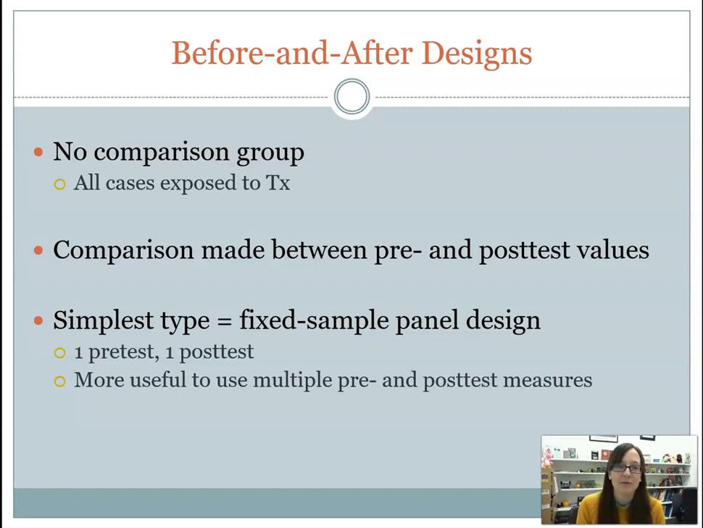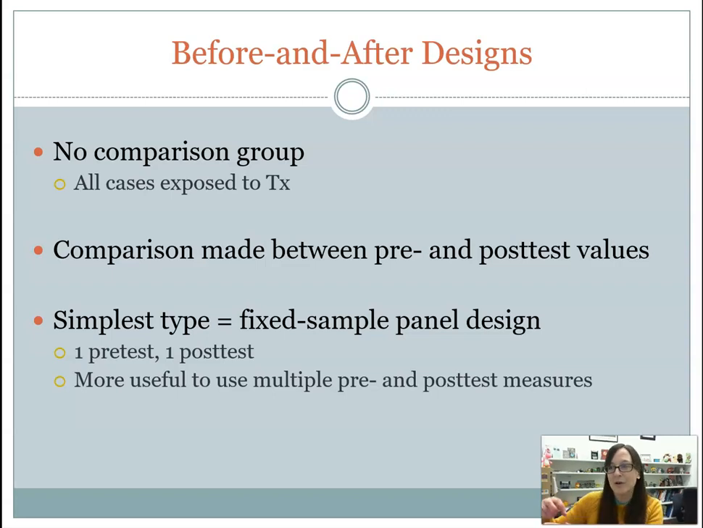And so you take those people and you measure them, and then you give them the treatment, and then you measure them after and see if there's a difference. And this is definitely more useful if you have multiple pre and post-test measures. So if you can measure them at a couple of different times, then implement the treatment and then a couple of more times.